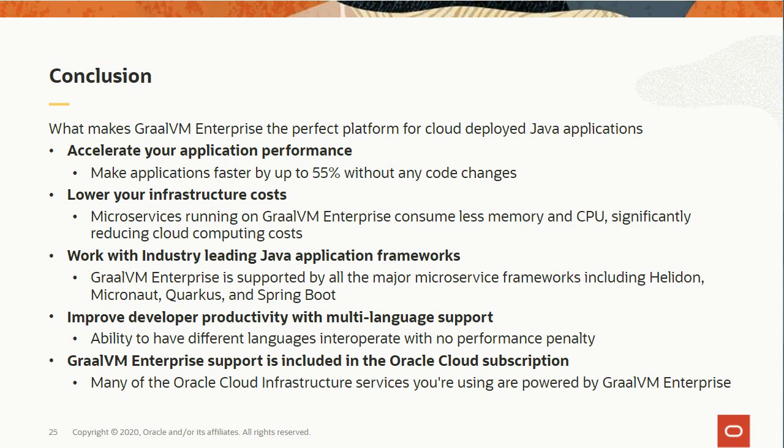And lastly, GraalVM Enterprise is production ready. Its support is included in the Oracle Cloud subscription. Besides, Oracle Cloud Infrastructure Compute is anyhow cheaper than other public clouds. To add to it, you get accelerated application performance and reduced resource consumption with GraalVM Enterprise.